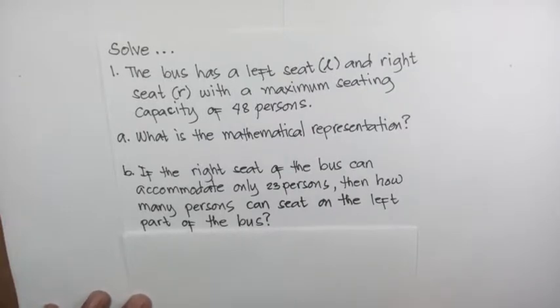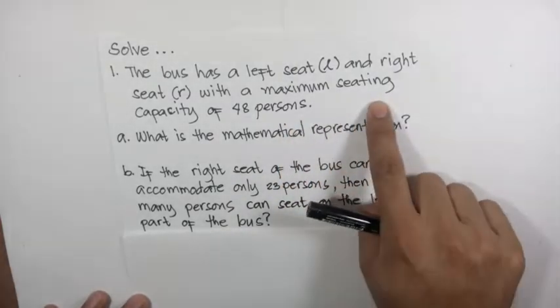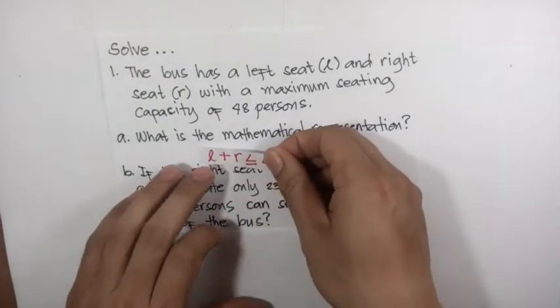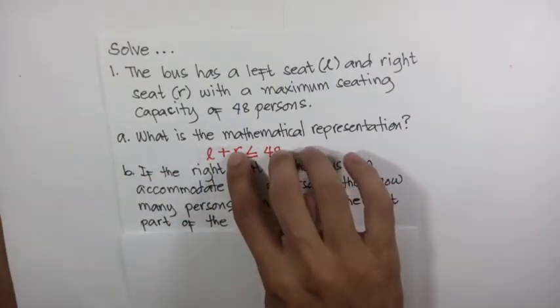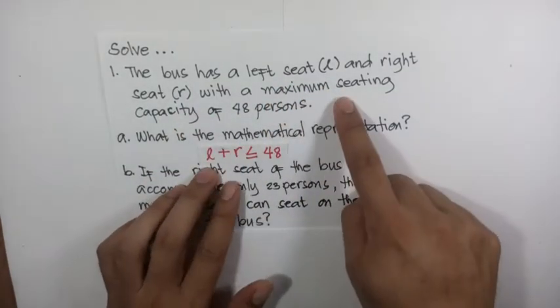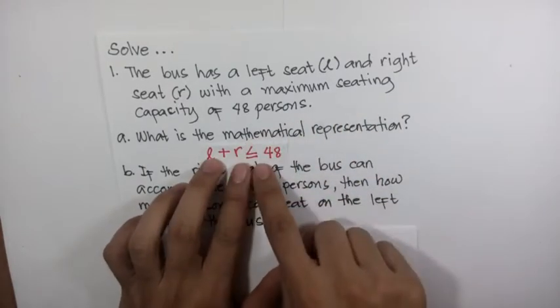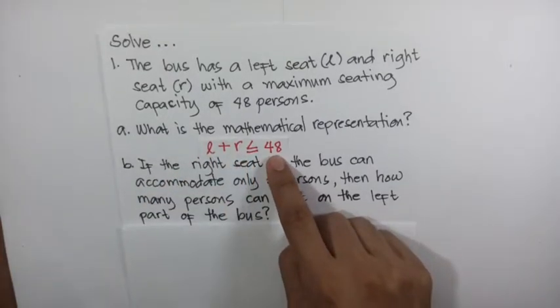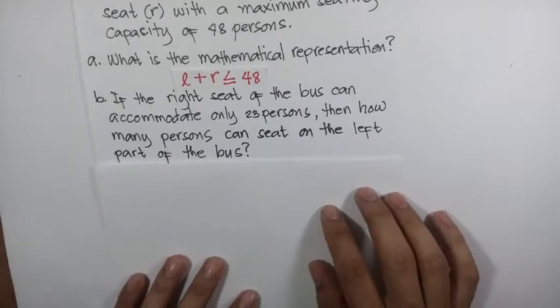Here, the bus has a left seat L and a right seat R with a maximum seating capacity of 48 persons. To translate that, left seat L and right seat R with the maximum seating capacity. So maximum, 48 is the maximum, meaning the sum of these two is less than or equal to 48. Okay, let's go on to letter B.